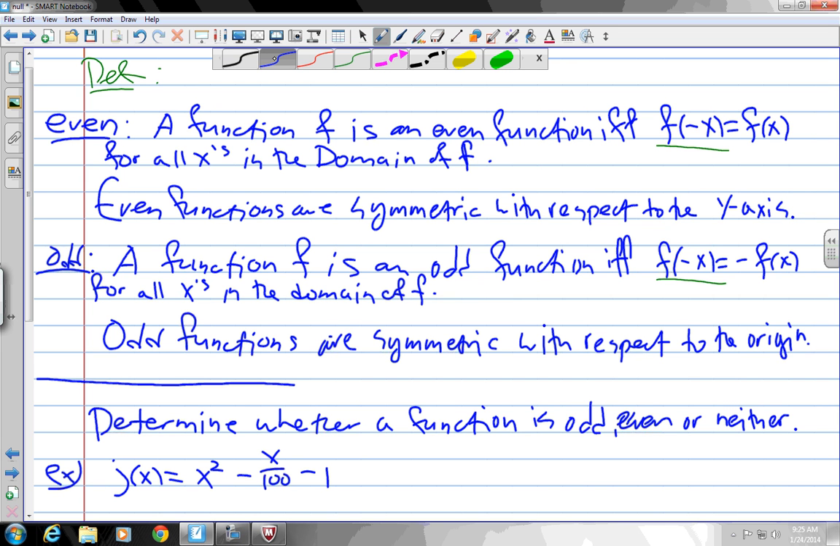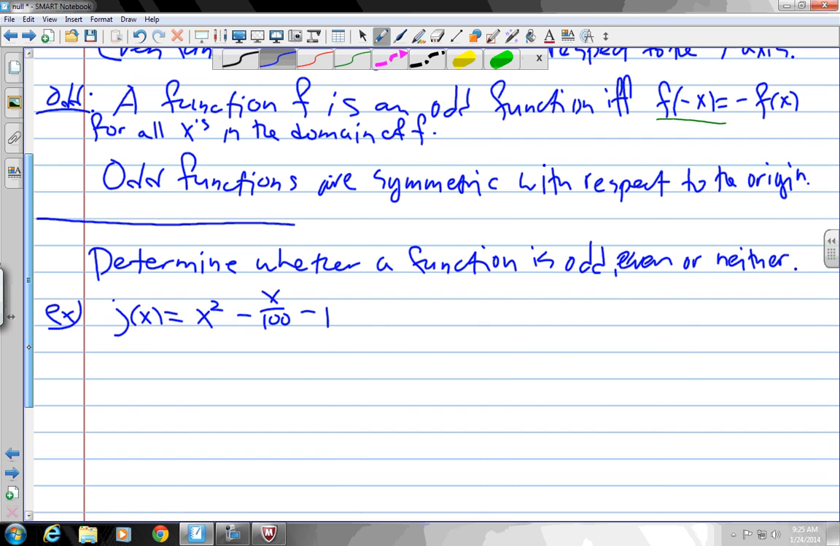I want to start computing f of negative x. If that negative sign somehow disappears and I'm back to where I started, then I know the function is even. If not, the easiest thing to do is to compute negative f of x separately and then compare. This is what I got for f of negative x. This is what I get for negative f of x. Are they the same? If they are, then you get an odd function. If no, it's not odd, not even, so it's neither. So let's try that.